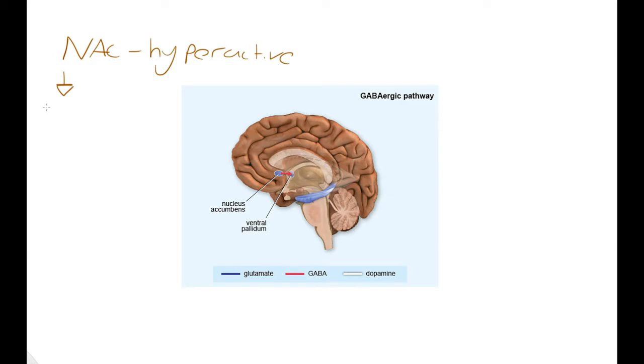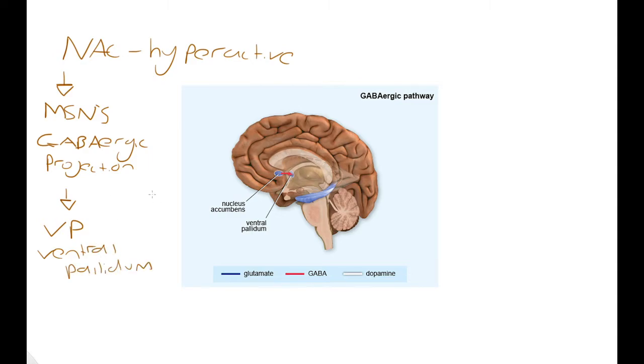So the nucleus accumbens contains something called medium spiny neurons, MSNs, and what they are is GABAergic projection neurons. One structure that they project to is called the VP, the ventral pallidum, and this is an inhibitory pathway. Because these project here and these are GABAergic, this is going to inhibit the firing rate of the ventral pallidum. Because this is hyperactive, the ventral pallidum is going to be decreased in its activity because these GABAergic neurons are firing more, and more GABA means more inhibition.